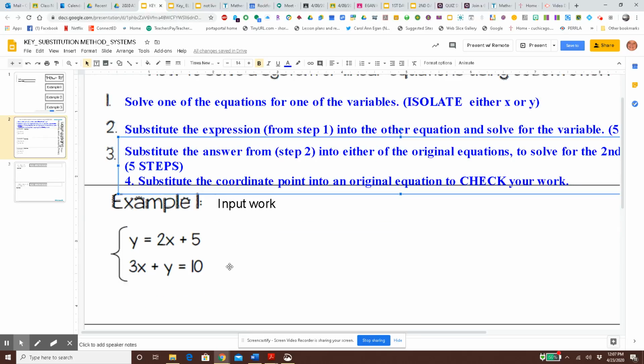So let's look at this example. y equals 2x plus 5 and 3x plus y equals 10. Step 1, solve one of the equations for one of the variables. Isolate either x or y.